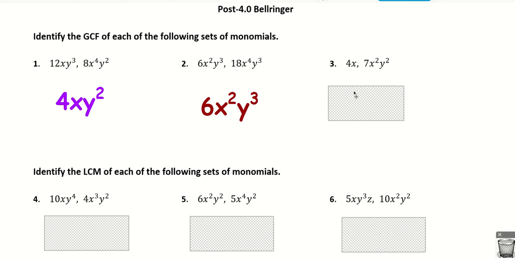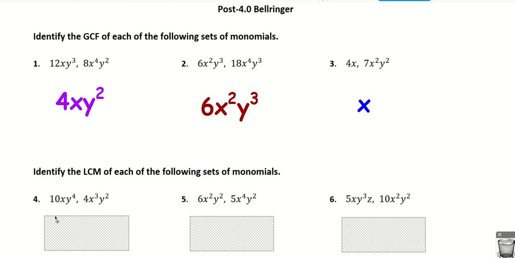Number 3, the GCF ends up being just x, or x to the first. Because with 4 and 7, the greatest common factor is really just 1, which normally you don't even think of it that way, but technically the greatest common factor is 1. And then as far as x and x to the second, again, you go with the smaller exponent. And then you have no y at all and y to the second. So what's smaller between that? It's no y at all, or technically y to the 0 power.